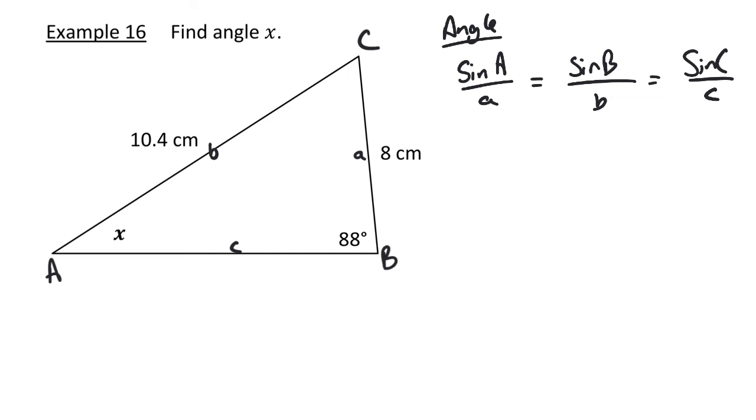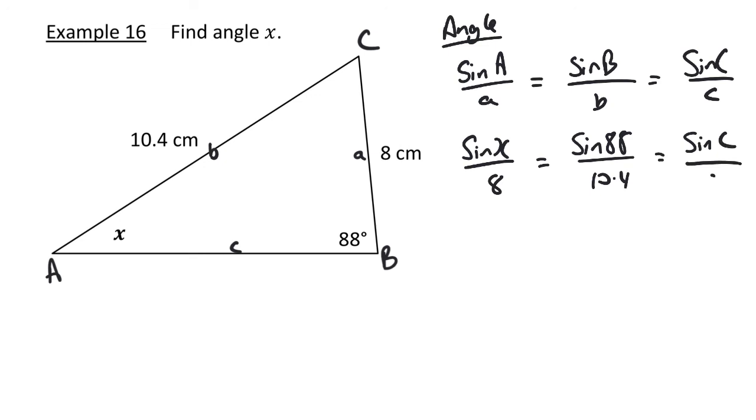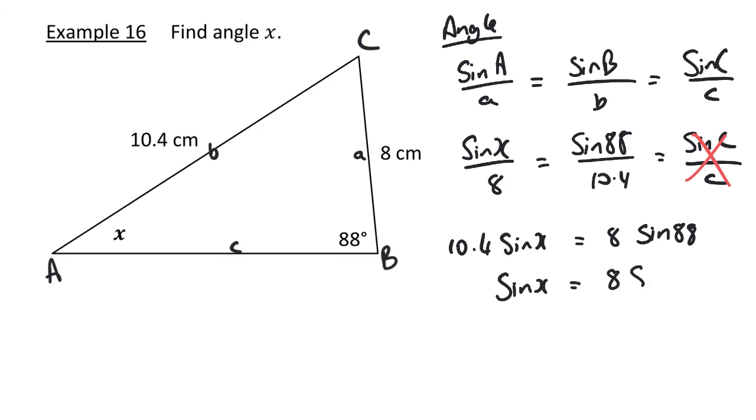Fill in the information that we've got. So sine x over 8 equals sine 88 over 10.4 equals sine C over c. So clearly we don't know anything about C, so we can forget about it. And we've got this fraction, sine x over 8 equals sine 88 over 10.4. So if we cross multiply, we get 10.4 sine x equals 8 sine 88. And if we divide through by 10.4, we get that sine x equals 8 sine 88 over 10.4.